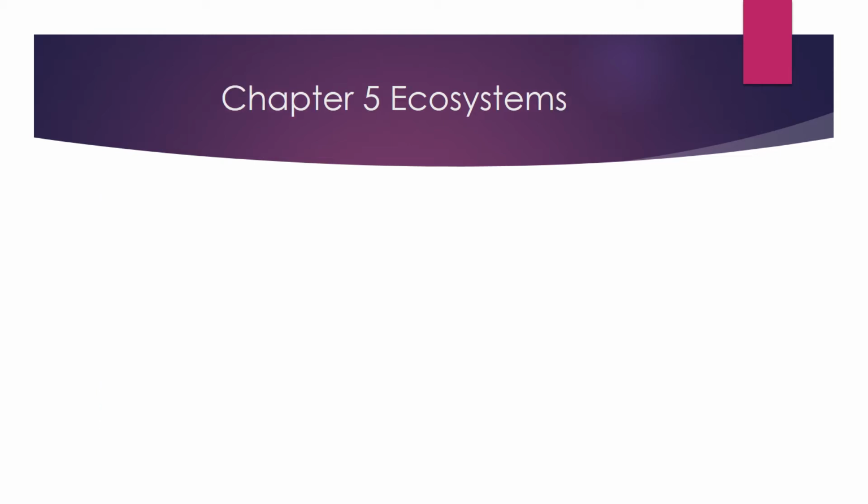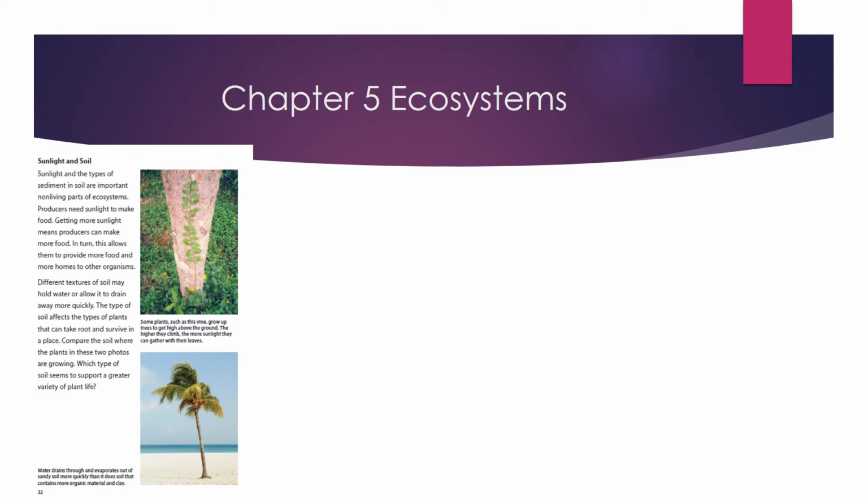Continuing, Chapter 5, Ecosystems. Sunlight and soil. Sunlight and the types of sediment in soil are important non-living parts of the ecosystem. Producers need sunlight to make food. Getting more sunlight means producers can make more food. In turn, this allows them to provide more food and more homes to other organisms.